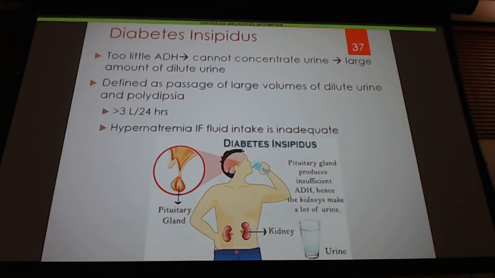Diabetes insipidus, which is the exact opposite. Too little ADH. So we cannot concentrate urine, so we have a large amount of really dilute urine. So if they pee in that urine cup, you can see right through it, right? It's super, super clear and dilute. And these patients come in complaining of polyuria and polydipsia. Right here it says hypernatremia. I'll talk about this a few more times, but hypernatremia is a problem if they can't maintain their own fluid intake. So I'll describe why that is in the next slide.